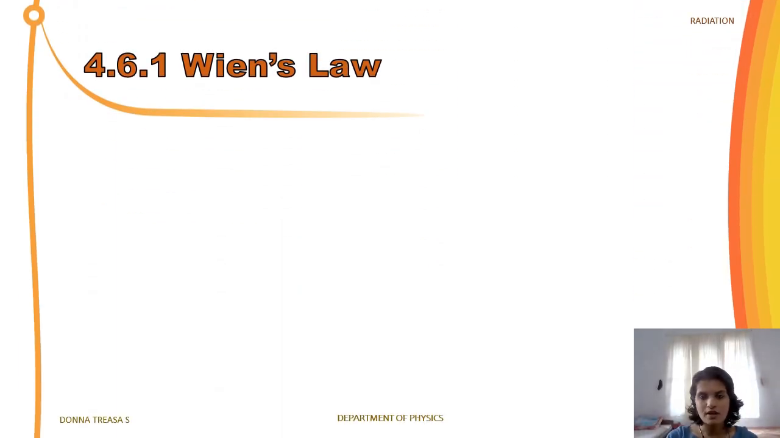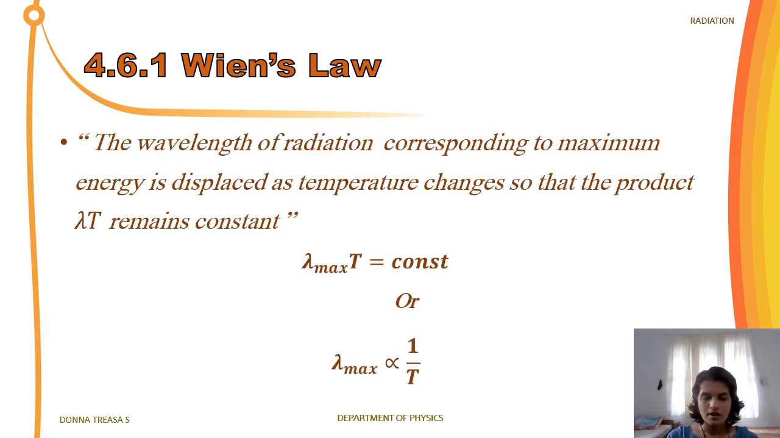To explain the spectral distribution of radiant energy, certain laws were proposed and their relationships were derived. One such law is Wien's displacement law, also known as Wien's law. It states that the wavelength of radiation corresponding to maximum energy is displaced as temperature changes so that the product lambda T remains constant. Lambda max T is equal to a constant, or lambda max is directly proportional to 1 by T, or lambda max is inversely proportional to T. So this is the mathematical relation.